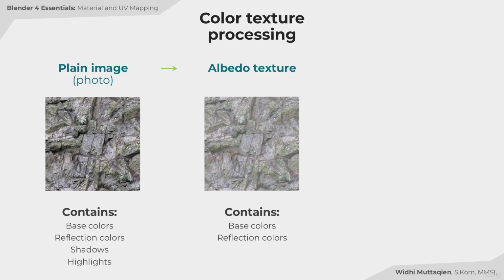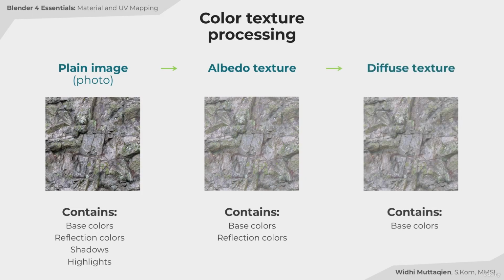However, this is not enough for the specular workflow, as we still need to take out the reflection colors and then move that color to the specular texture. The result of this process is what we call the diffuse texture. So again, the diffuse texture is basically a color texture where the shadow, highlights, and reflection color are taken out from it. Now, don't be surprised if you find 99% of real-world materials have no difference in terms of their diffuse and albedo textures. Why? Because only metals have reflection color.